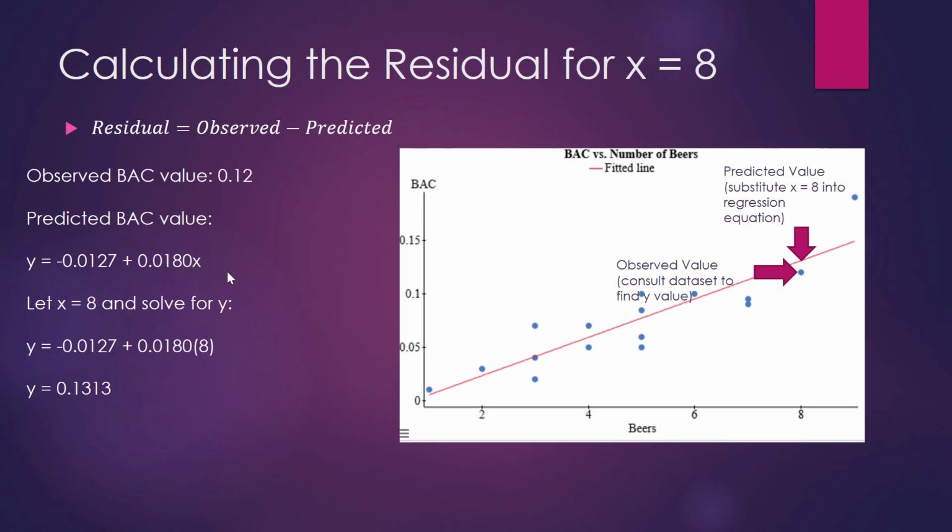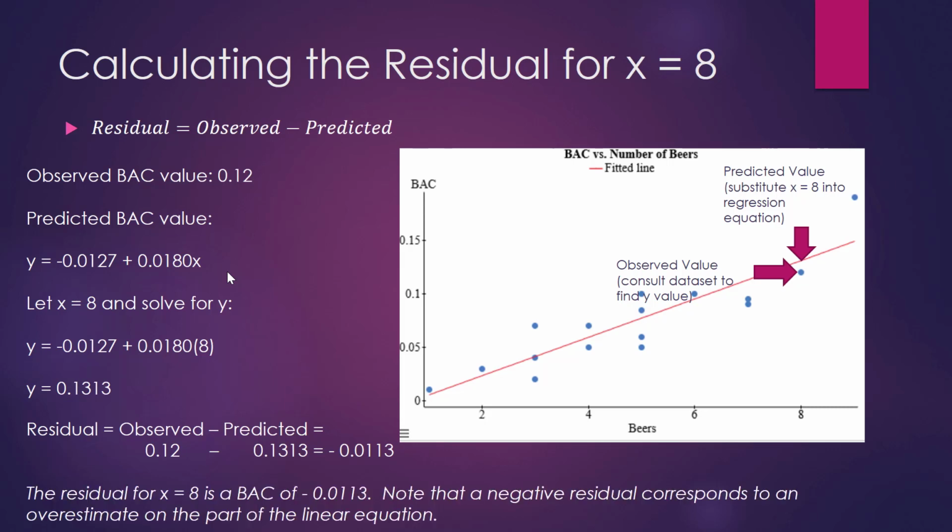Now we have our observed and our predicted value. We can plug both of these values into our residual equation, and we find out that we actually have a negative residual this time, which is negative 0.0113. The residual for x equals 8 is a blood alcohol content of negative 0.0113.